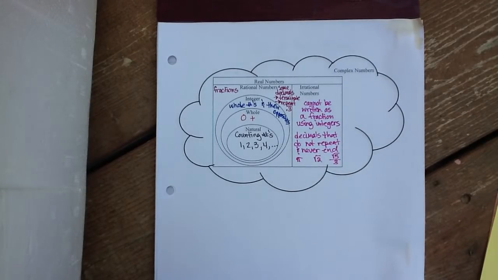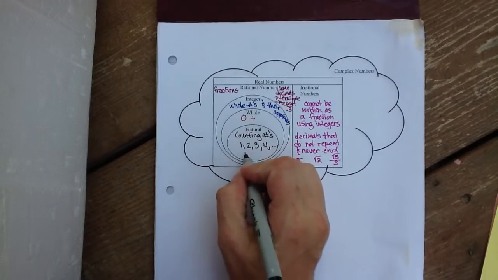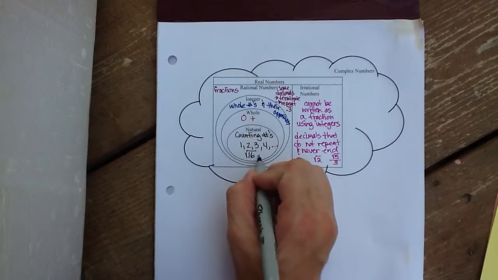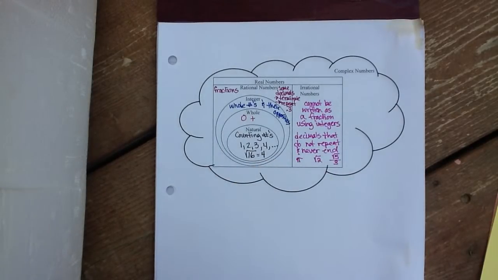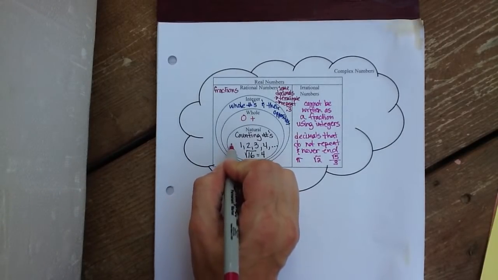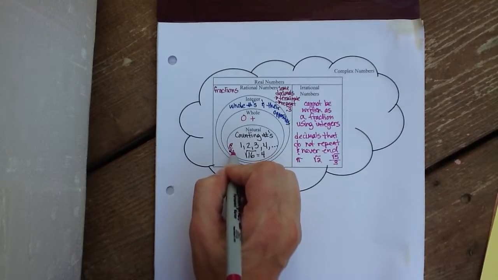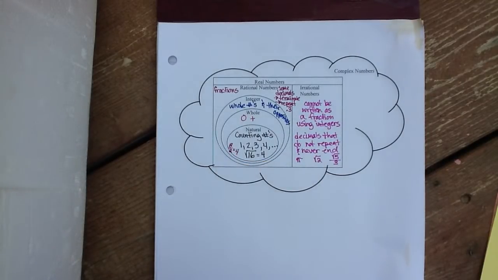There are going to be some radicals that can be included in our natural numbers or our counting numbers, such as the square root of 16, which actually is equal to 4. There are also some fractions that can be included in our natural numbers, such as 8 over 2, which is also equal to 4. So you have to be careful when you're looking at a number to make sure that it can't be simplified before you go ahead and categorize it.